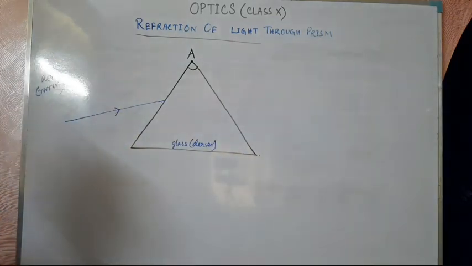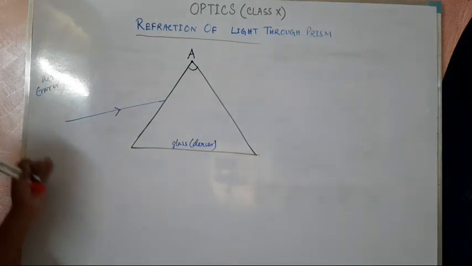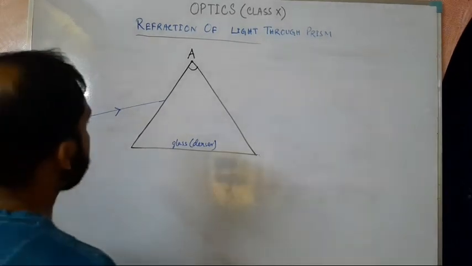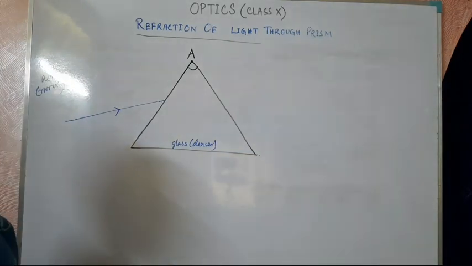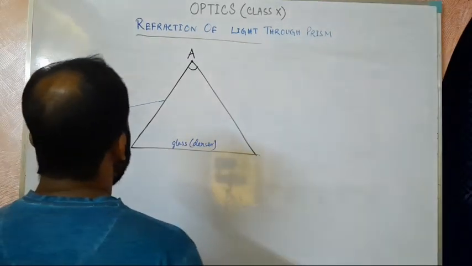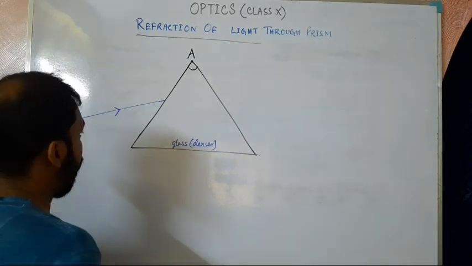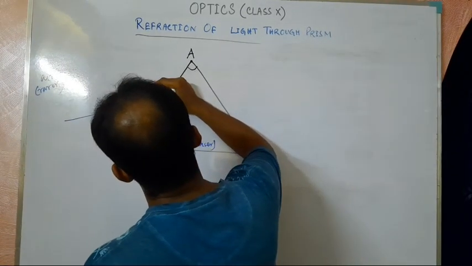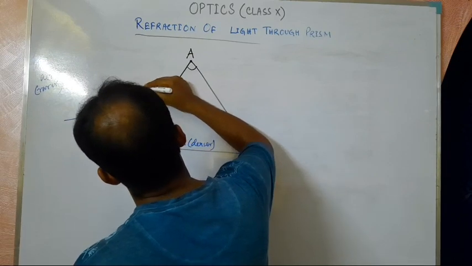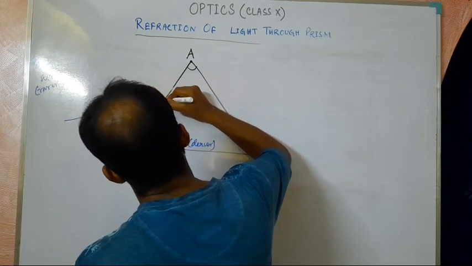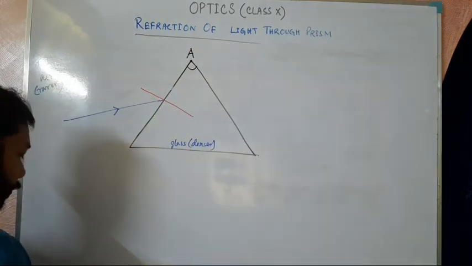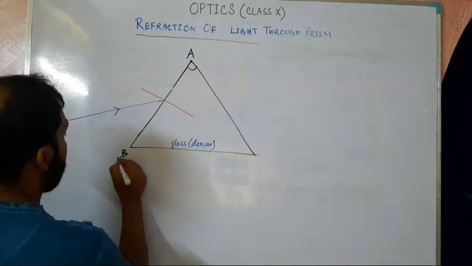So whenever light enters from rarer medium to denser medium, what happens? Light comes closer to the normal. So where is the normal? Let us draw the normal. Normal means a perpendicular drawn on the surface. So this is a perpendicular drawn on the surface. You can write the name of the prism. Say I am writing its name ABC.